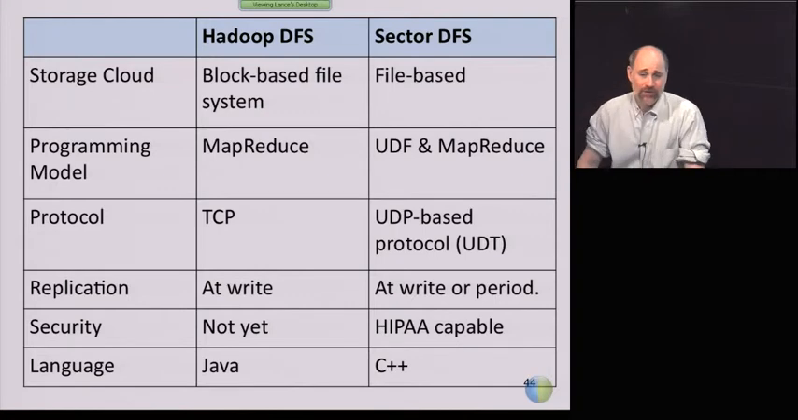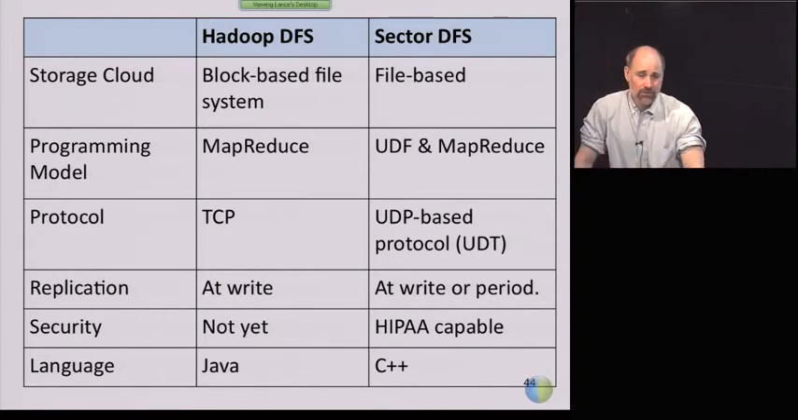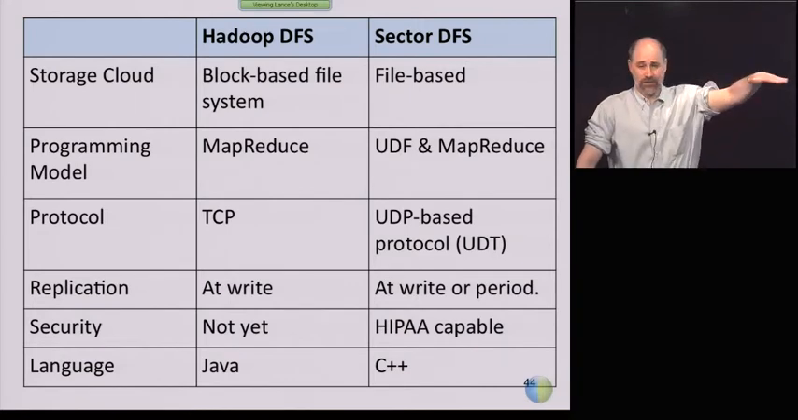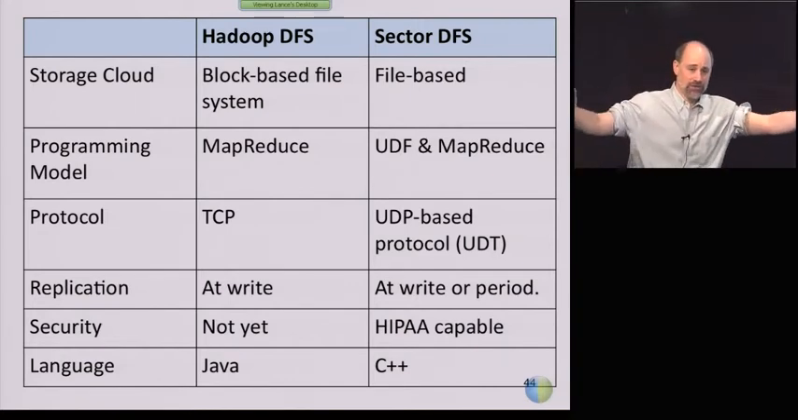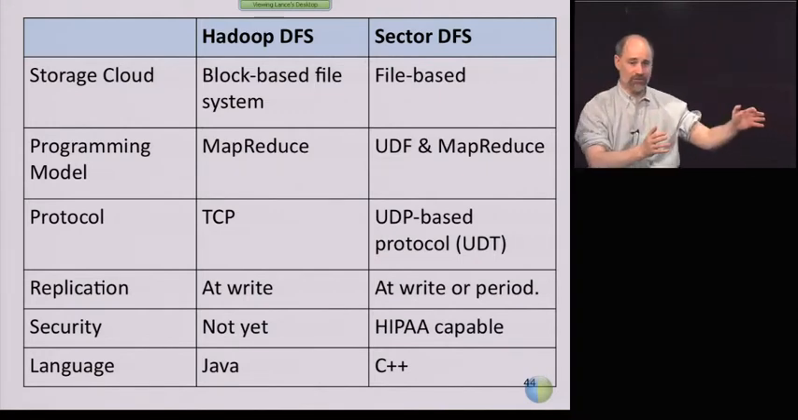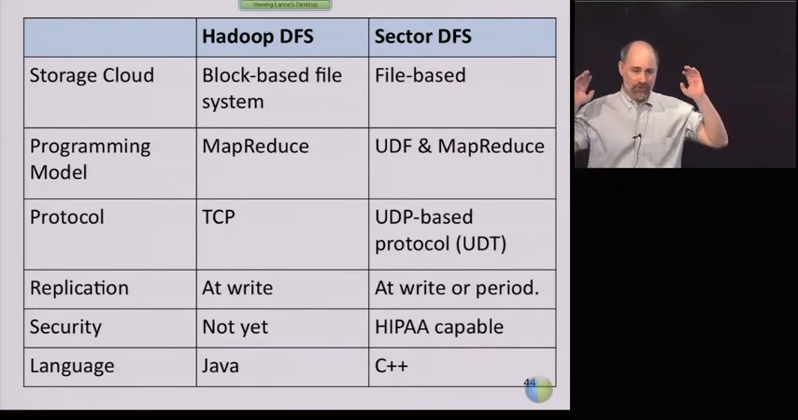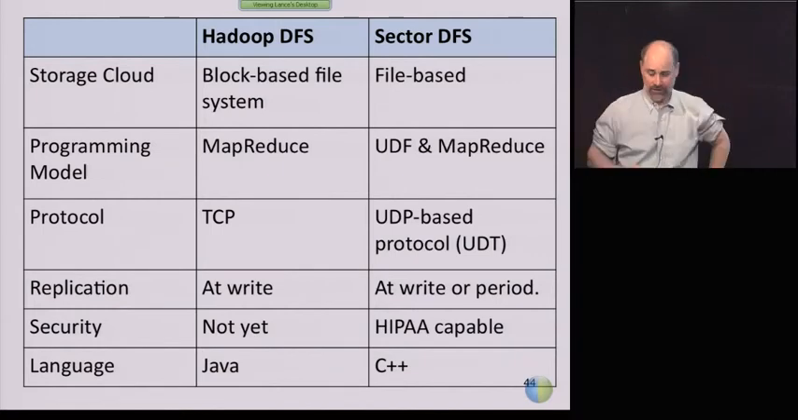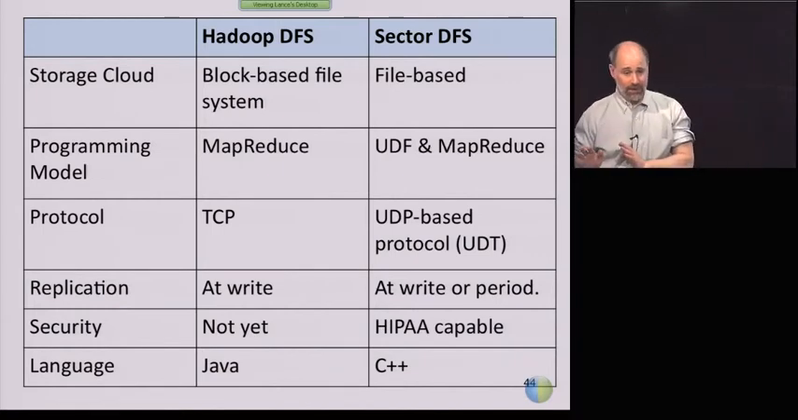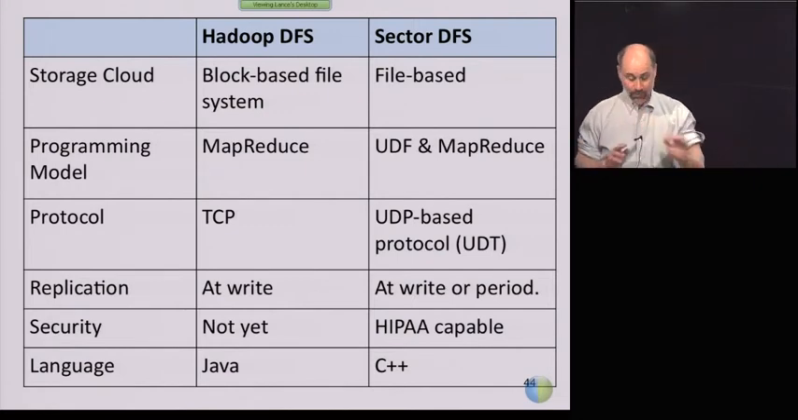It does not try to build a file system. Building a file system is hard, so it's an overlay over an existing file system. Most scientific data comes chunked as files. If it doesn't come chunked as files, it's easy to chunk it as files. So Sector takes these files, fills a data center with them, and processes these files in parallel by the data center. The programming model is both MapReduce and UDF. The protocol is UDT, not TCP.